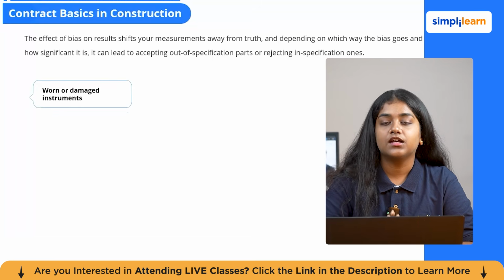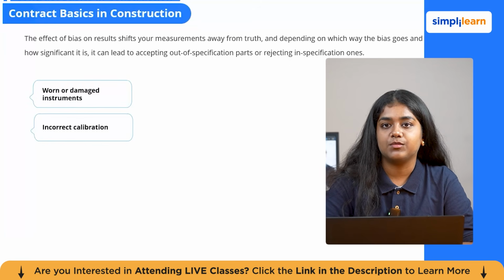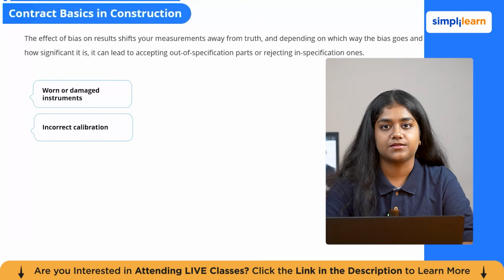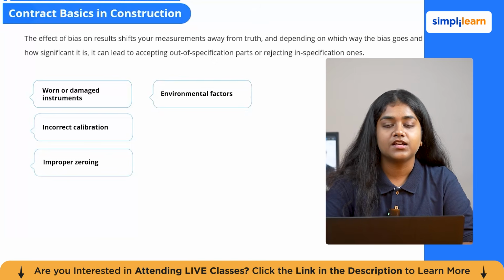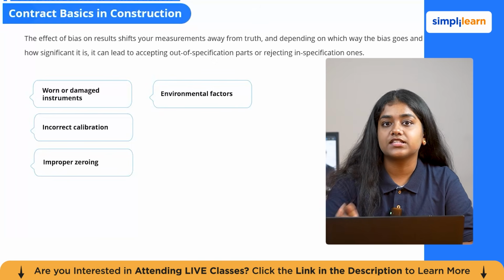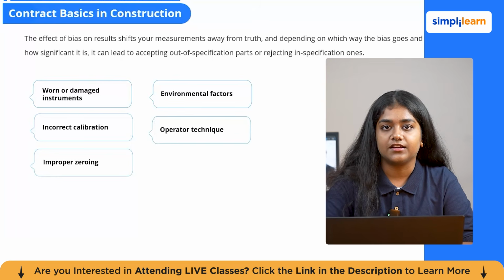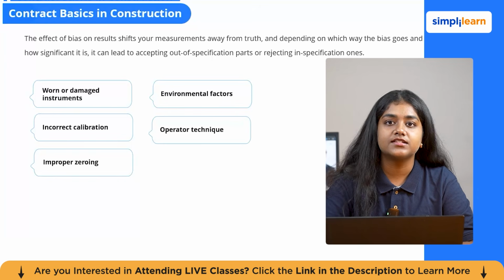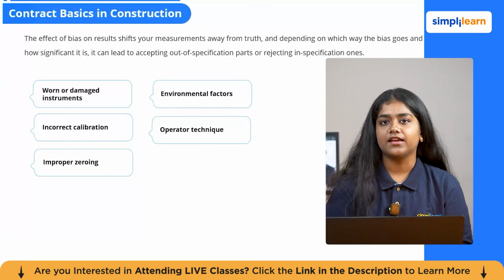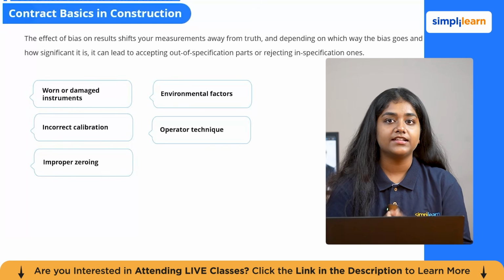Worn or damaged instruments. A caliper with worn jaws, for example, will systematically give incorrect readings. Incorrect calibration. If a gauge is calibrated against an incorrect reference, every measurement it makes will be offset. Improper zeroing. If an instrument isn't properly zeroed before use, that offset carries into every measurement. Environmental factors. Temperature changes can cause materials to expand or contract, introducing bias if measurements are not taken at standard conditions. Operator technique. If an operator consistently applies too much or too little force when taking measurements, this can introduce a systematic bias. So to measure bias, you need something to compare against, and that's the reference value.